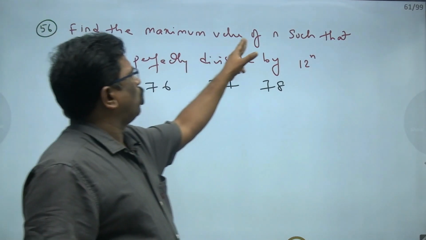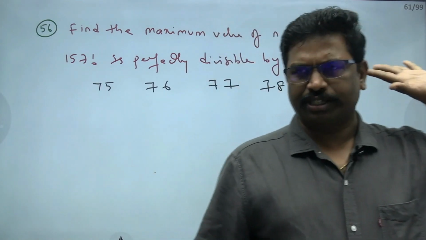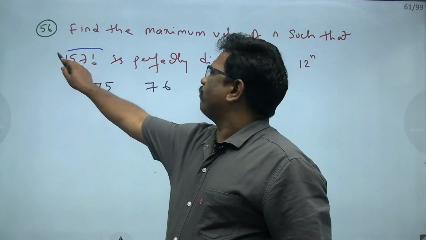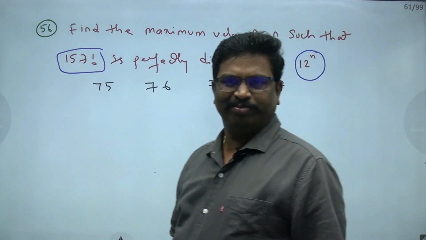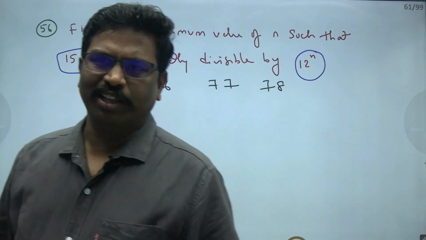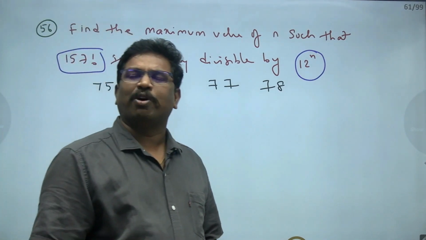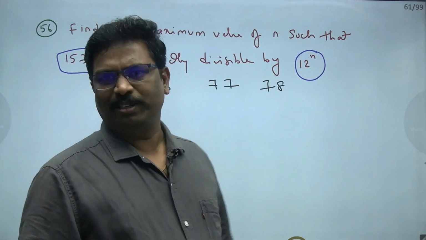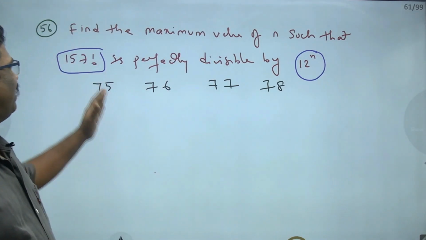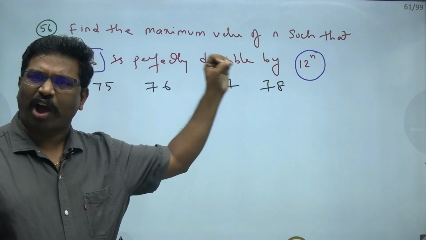Find the maximum value of n such that 157 factorial is perfectly divisible by 12 power n. The meaning of this: find the highest power of 12 in 157 factorial. Both have the same meaning, but they changed the question format.